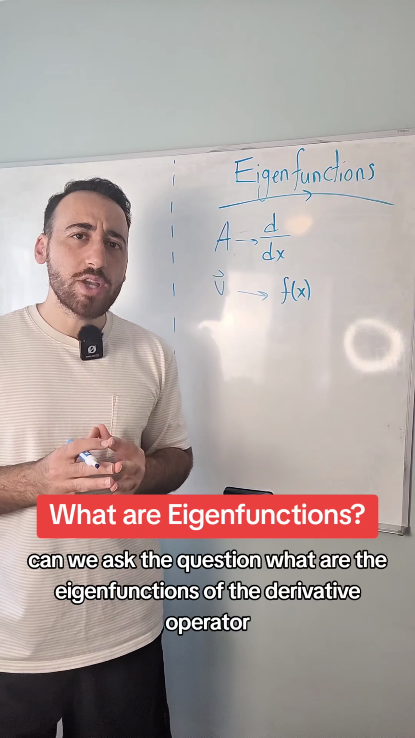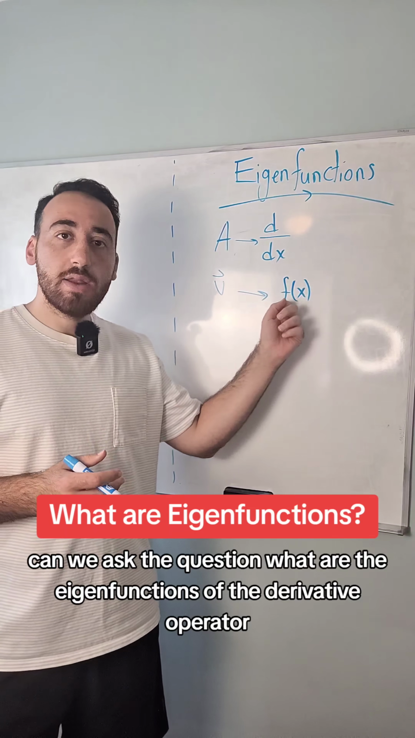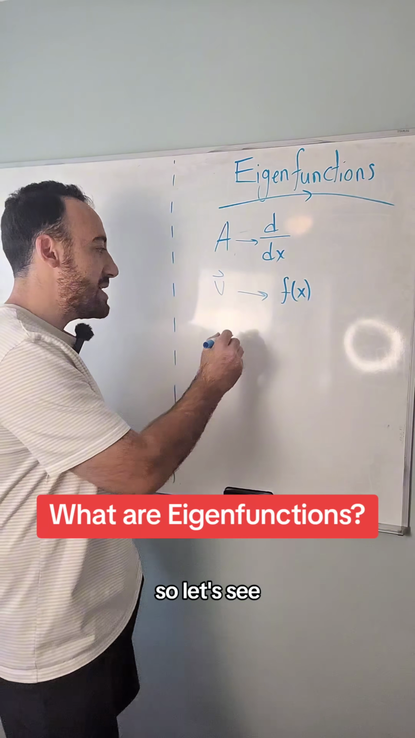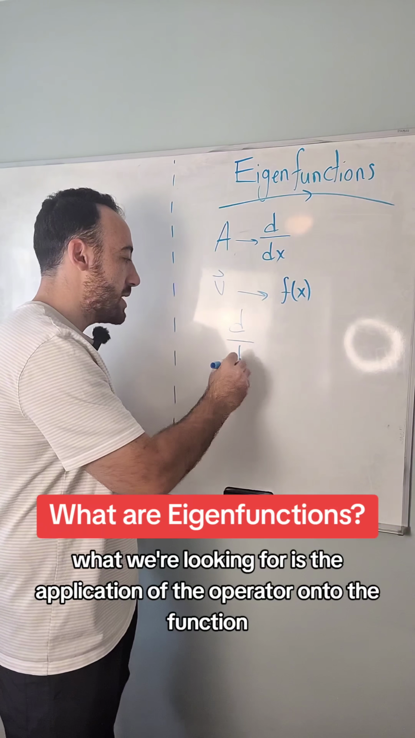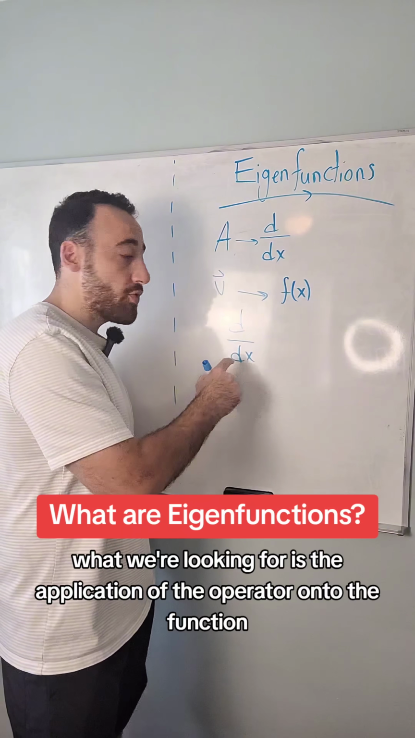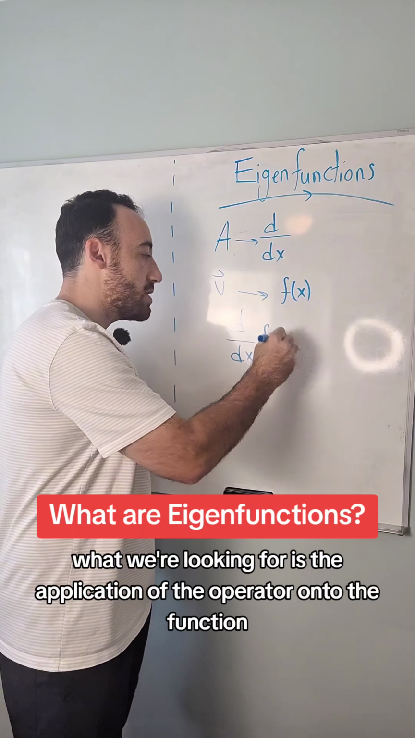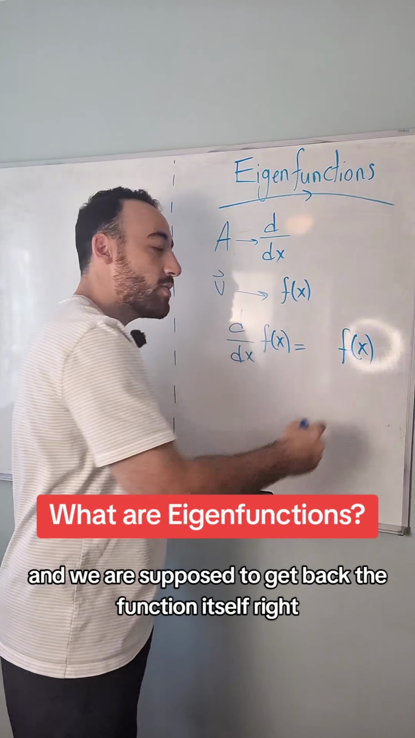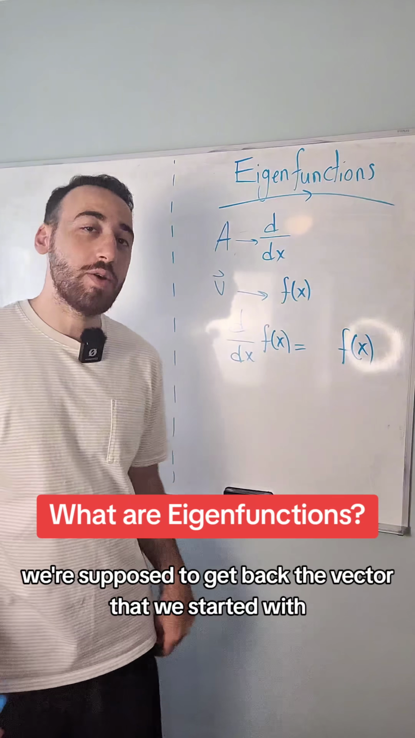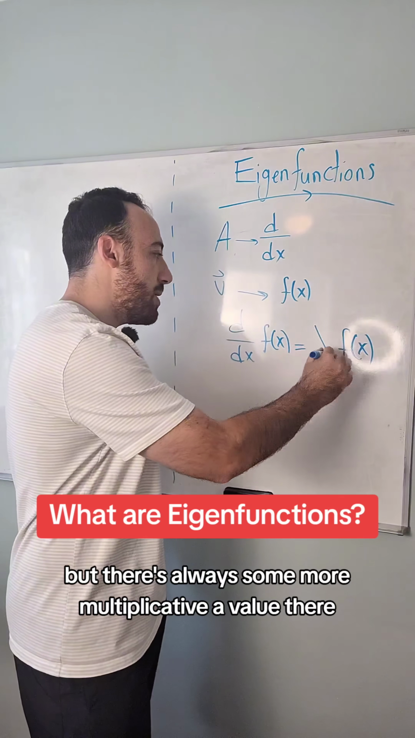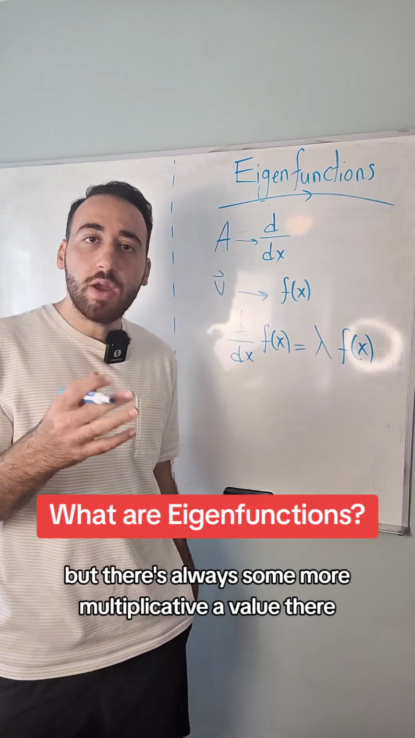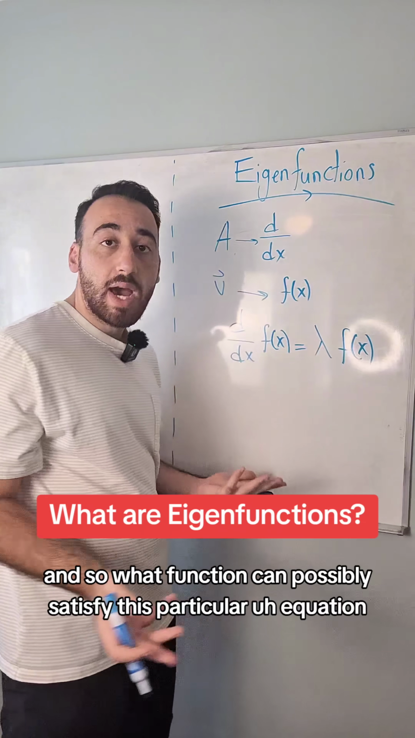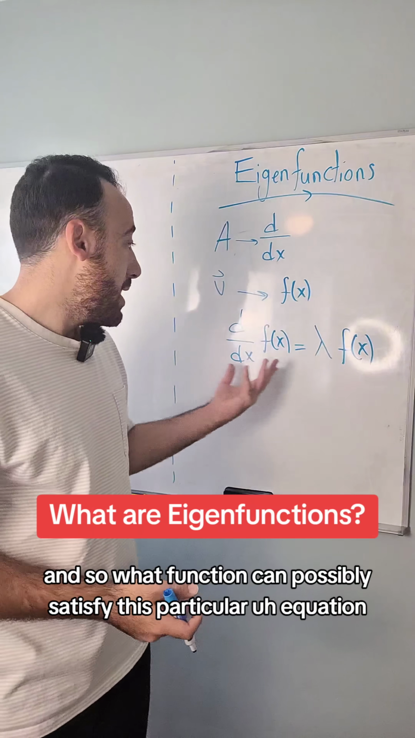Now can we ask the question, what are the eigenfunctions of the derivative operator? Can we answer that question? So let's see, what we're looking for is the application of the operator onto the function, and we are supposed to get back the function itself, right? We're supposed to get back the vector that we started with. But there's always some multiplicative value there, which we call the eigenvalue. And so what function can possibly satisfy this particular equation?